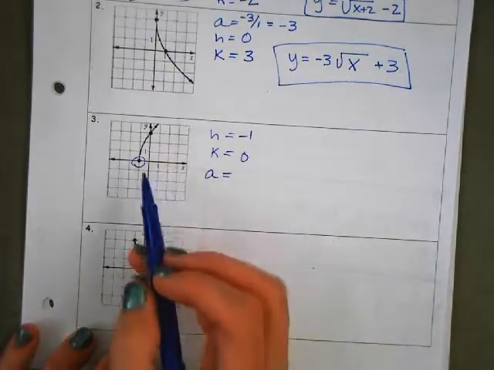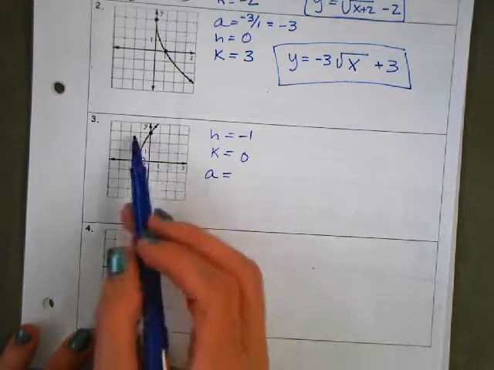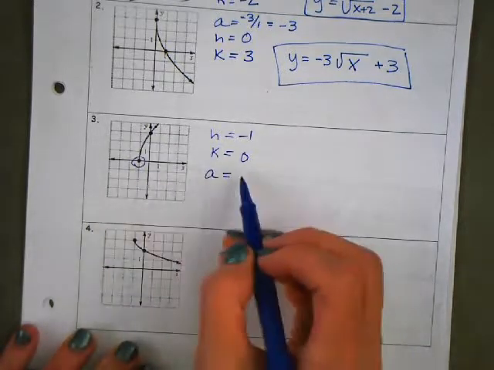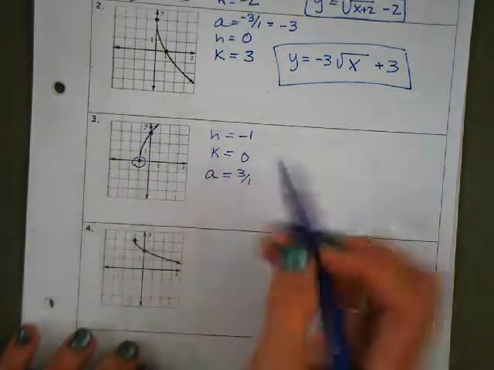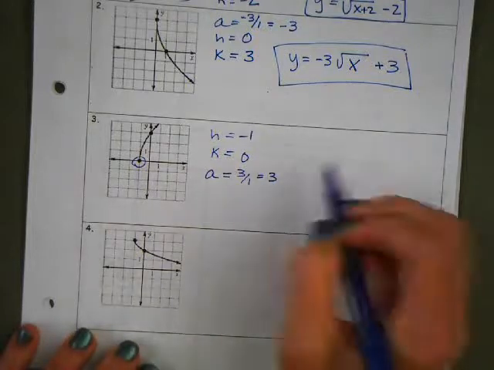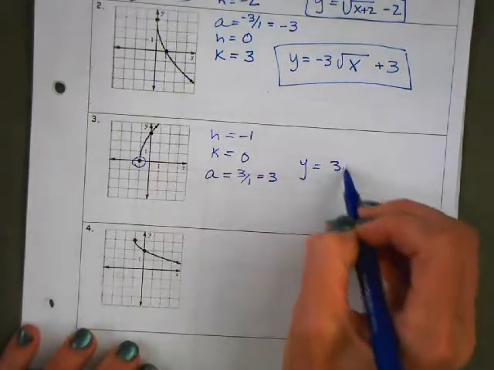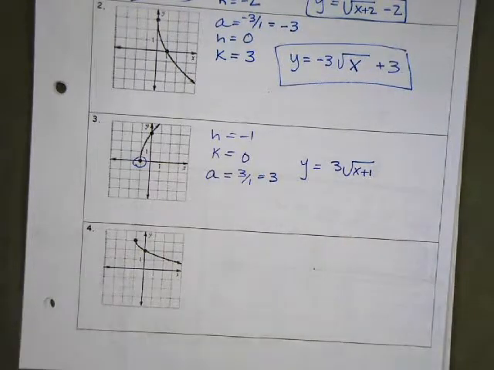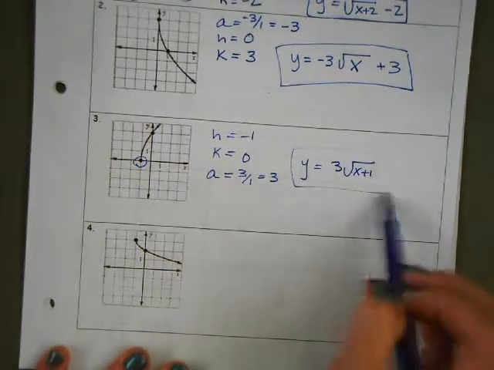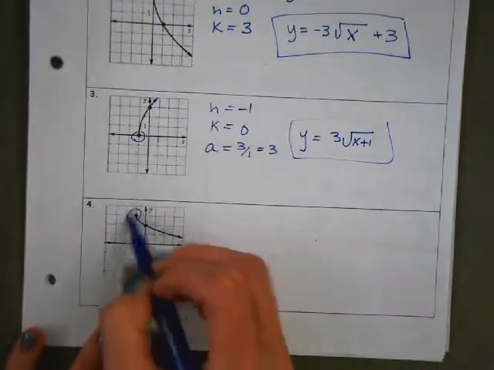So what is A? A is my slope. So it's your rise over your run. I'm going up 3 over 1. Is it increasing or decreasing? It's increasing. It's positive. So therefore A is positive. So this becomes y equals 3 square root of x plus 1, and then plus 0. You don't have to put that on there. Okay? Good? Alright.